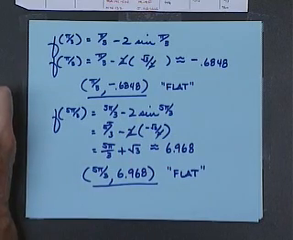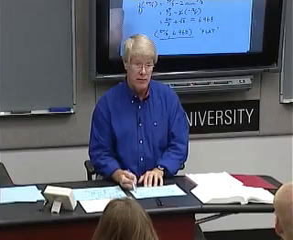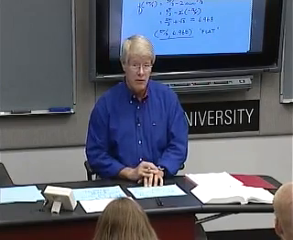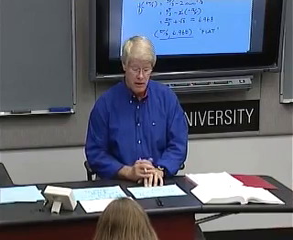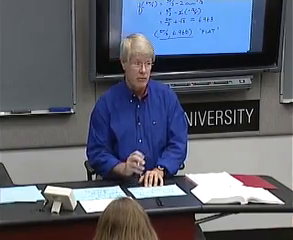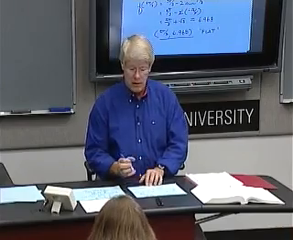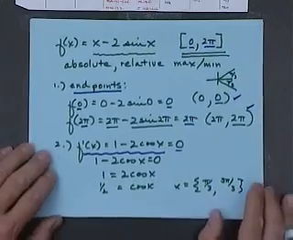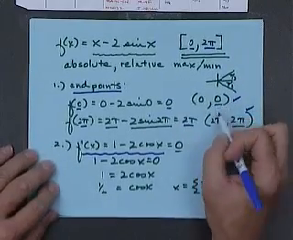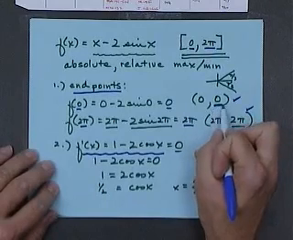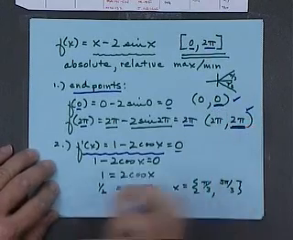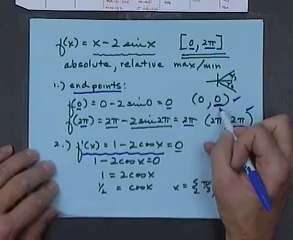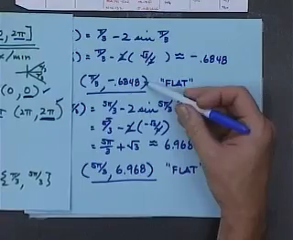These are candidates for absolute min and absolute max. Do they win the contest? The contest for the absolute highest value and the absolute lowest value. These values, 0 and 2 pi, were endpoints. So this is possibly the lowest value. Is it the lowest value? No, we got a lower value right here.